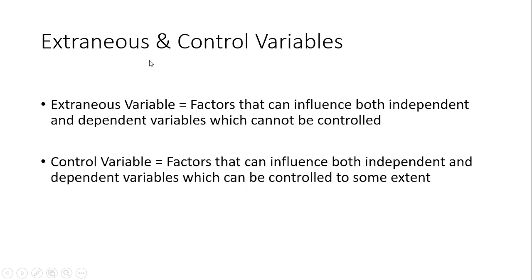Let's talk about extraneous and control variables. An extraneous variable is something that can influence both independent and dependent variables, which cannot be controlled. So you wouldn't want these. You want to limit the outside influence on both your independent and dependent variables. And a control variable is almost the same, but you can control them this time.